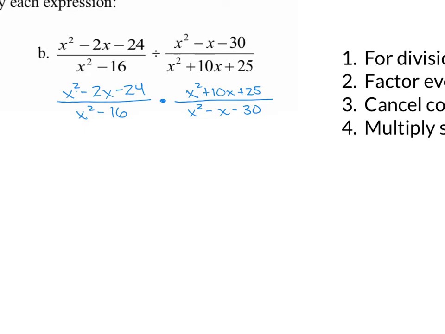All right, let's start our factorizations. Starting on the top left, we have x and x. Things that multiply to 24 and subtract to 2 are going to be 6 and 4. My larger number is going to be negative, so we get minus 6 and plus 4. The bottom is a difference of squares. This is going to be x and x, 4 and 4, and different signs.